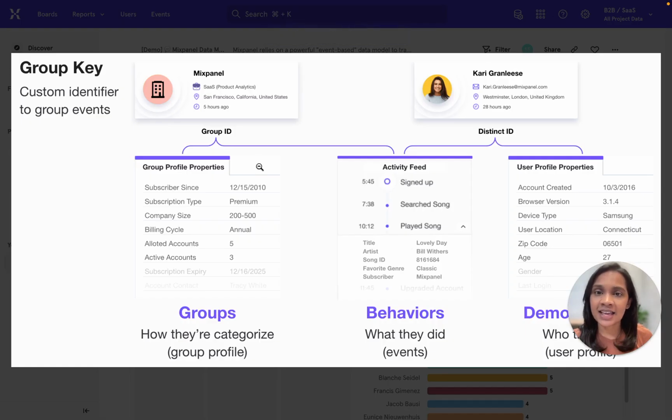Instead of analyzing events by individual users using distinct ID, you can group them by group or company ID. This lets you see how companies as a whole are interacting with your product rather than just individual users within those companies. Let's take a look at examples of group analytics analysis in Mixpanel to understand account performance in a SaaS business.